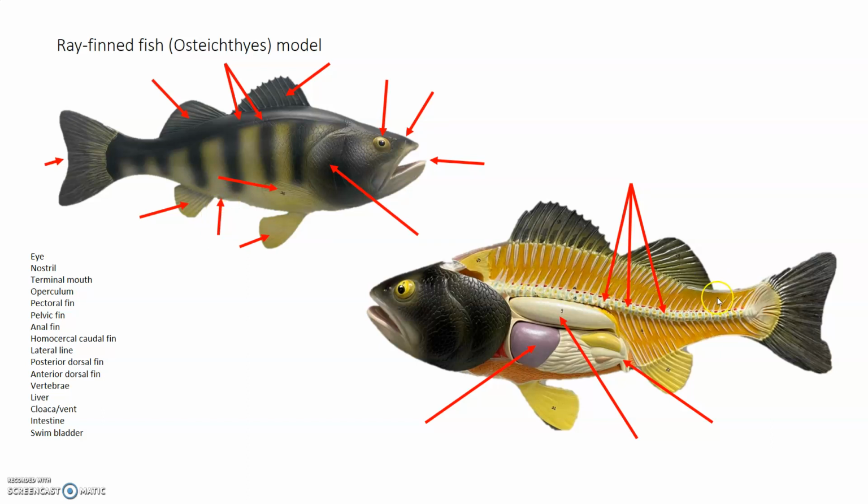This view of the model has removed the lateral left side of the body, showing the vertebra, which are the segmented bones making up the vertebral column, the liver, the largest organ probably in the digestive portion of the abdominal cavity, the swim bladder, the intestine that opens into the cloaca.